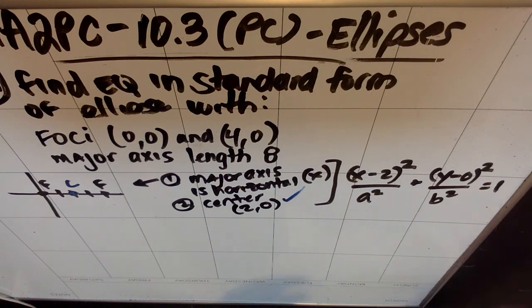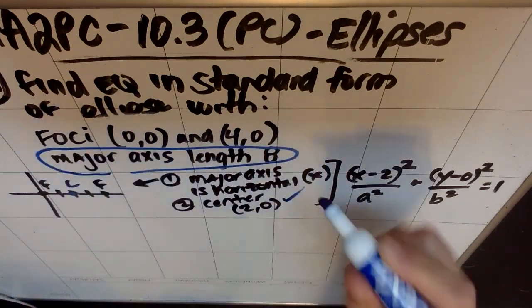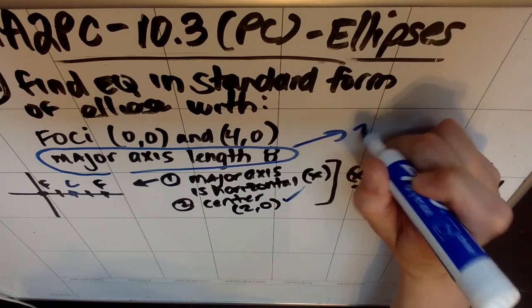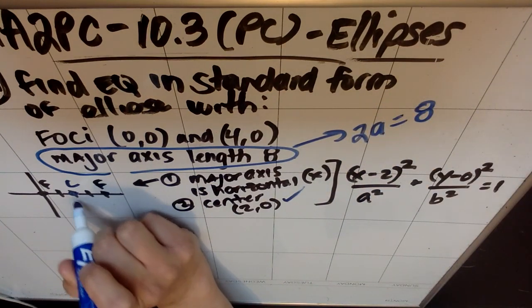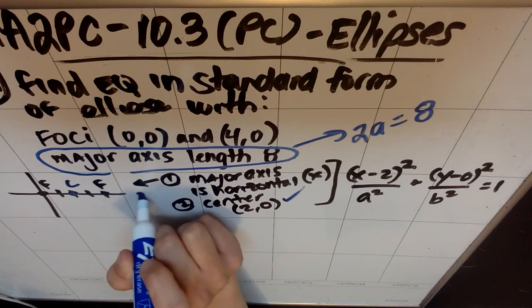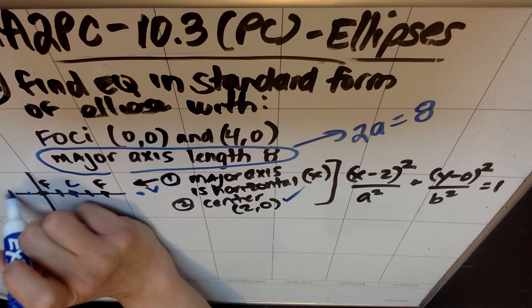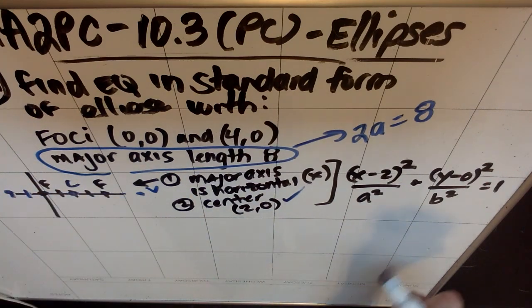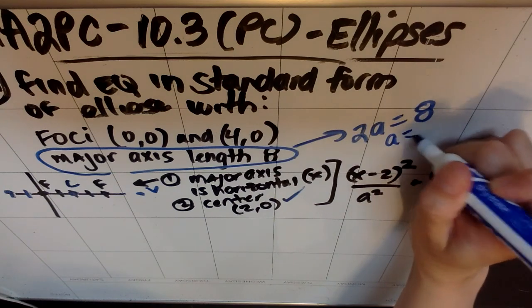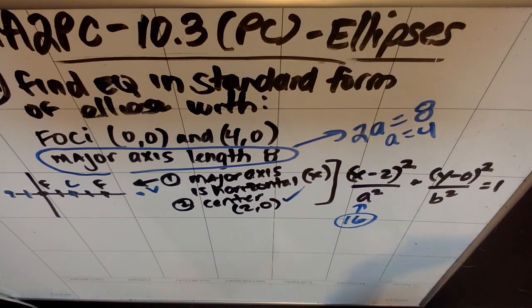Well, they actually gave me the major axis length already. The major axis length is 8, so that means that 2a is 8. What they're saying is you'd go 1, 2, 3, 4 units this way to get to the vertex, and 1, 2, 3, 4 units this way to get to the vertex, because that would give you a major axis length of 8. So that means that a is 4. So I now can say a squared is 4 squared, which is 16.